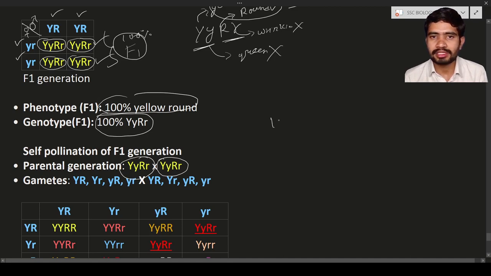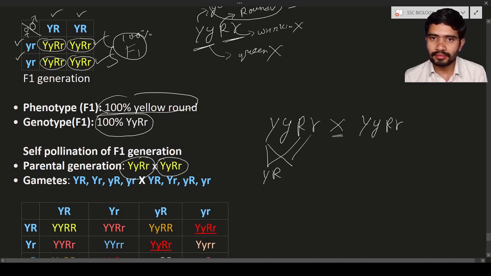How do you extract the gametes? Capital Y, capital R, small r, crossed with itself, whether it may be cross pollination or self pollination. Here is how you take the gametes: capital Y, capital R; next capital Y, small r; next small y, capital R; next small y, small r.